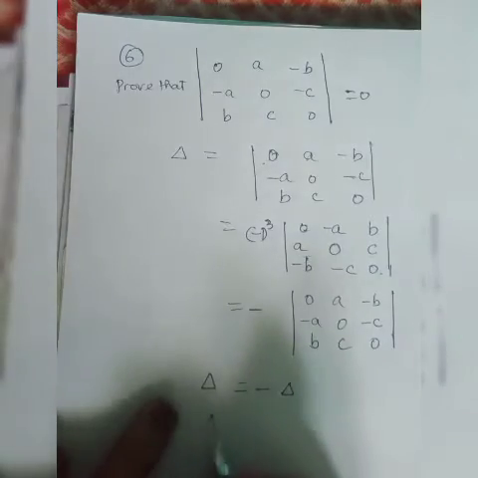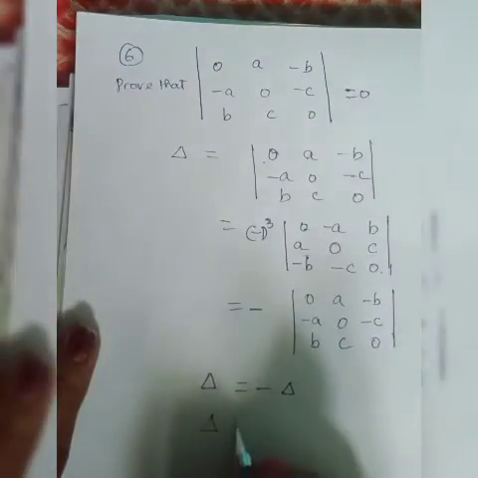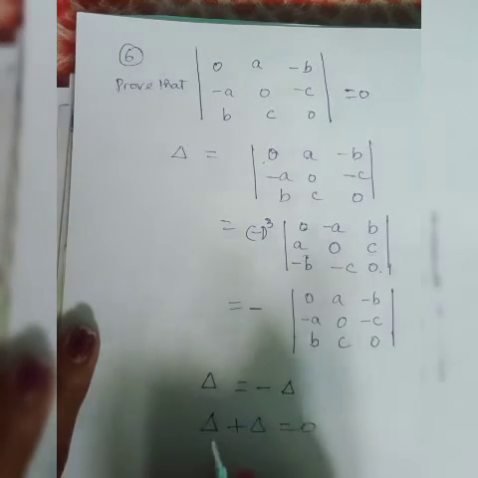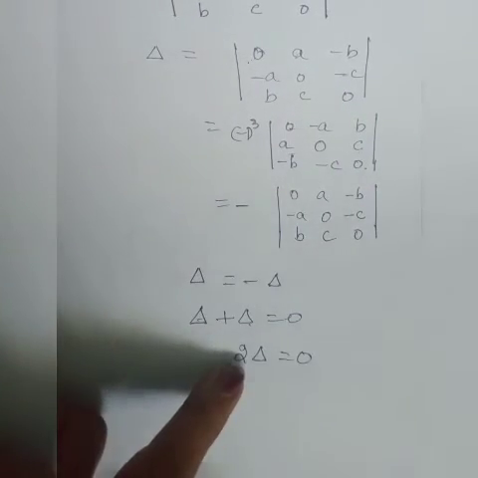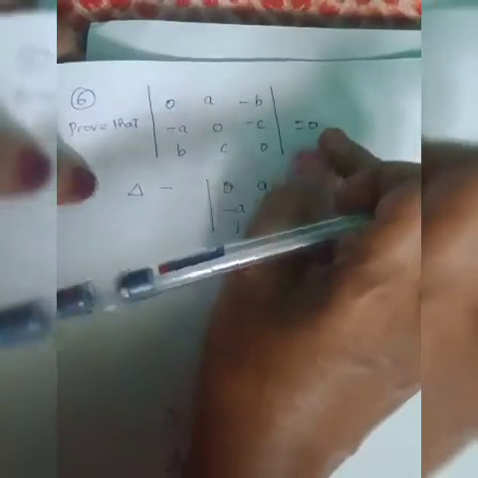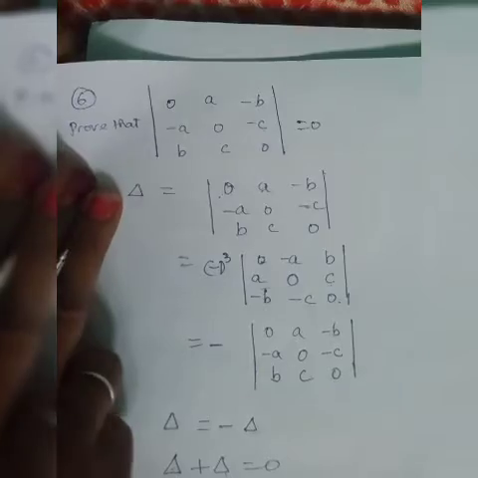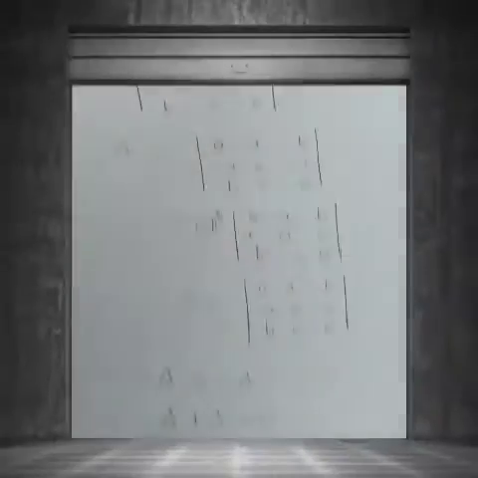So let me bring this to this side. When the minus delta comes into the left hand side, it becomes plus delta. Delta plus delta is 2 delta. 2 delta is 0 means what? 2 cannot be 0, so delta is 0. That is what we need to prove. Determinant of this is 0, and determinant of this is nothing but delta. We proved that delta is 0.